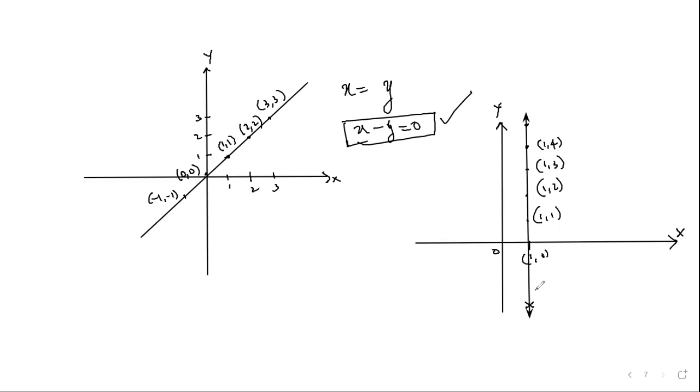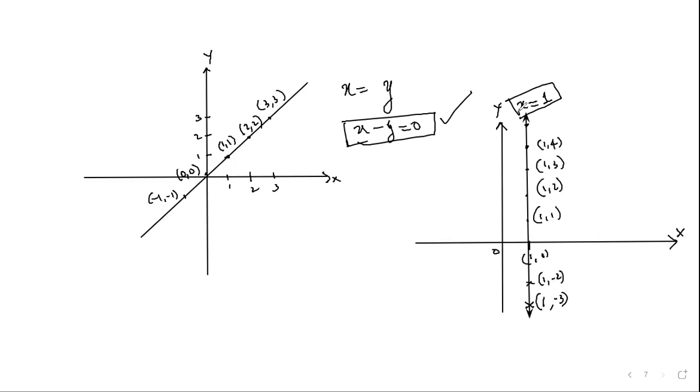The x coordinate is the same. How much is the x coordinate? It is 1. Without even knowing the y coordinate, I can say the x coordinate is 1, everywhere. So the condition satisfied by every point on this line is that the x coordinate is 1. So the equation of this line is x equal to 1.